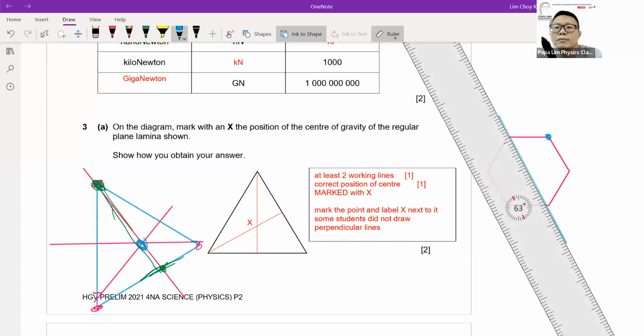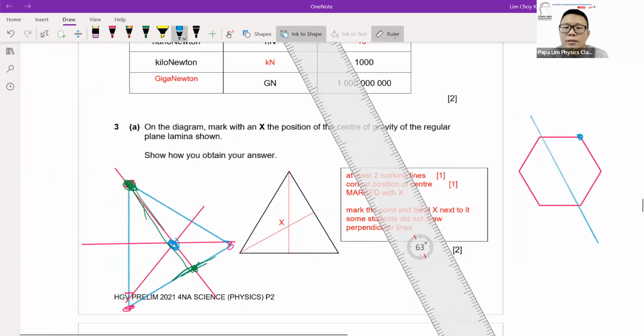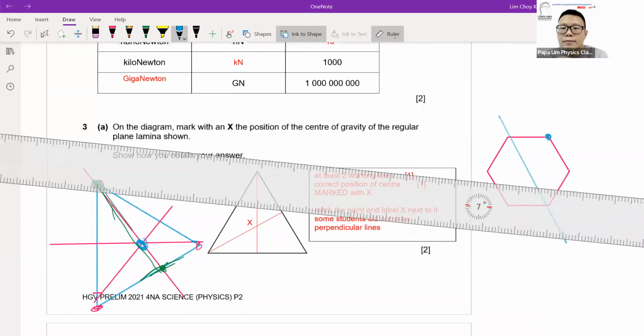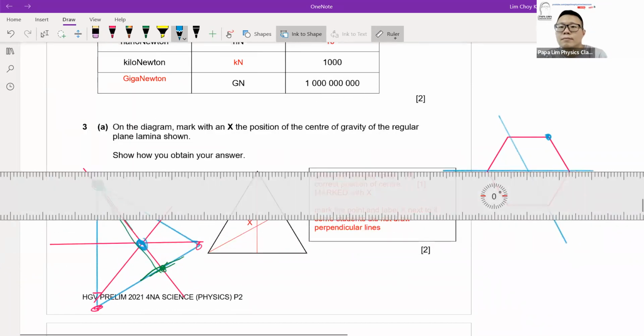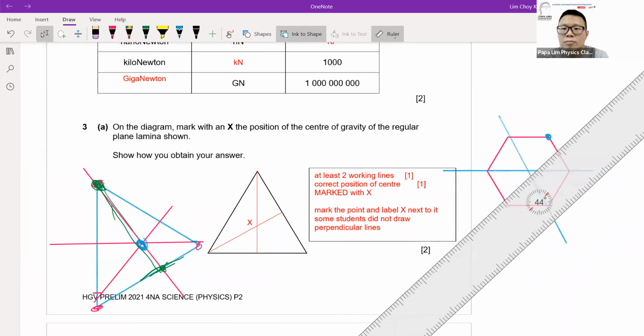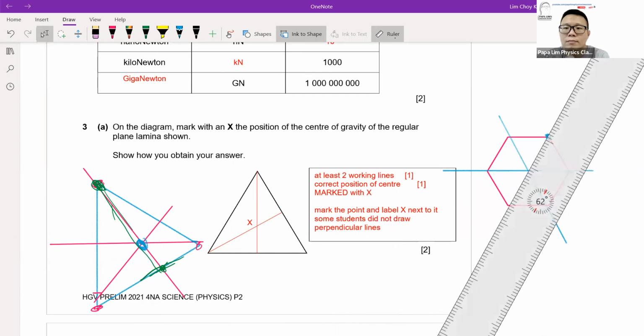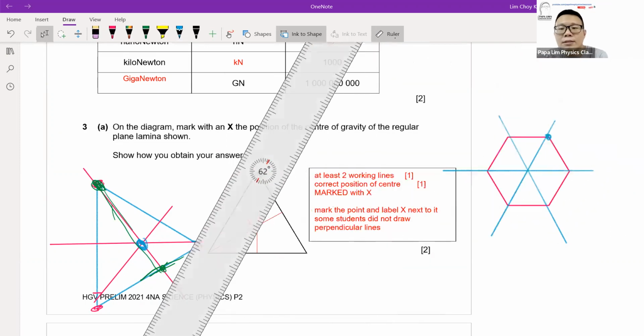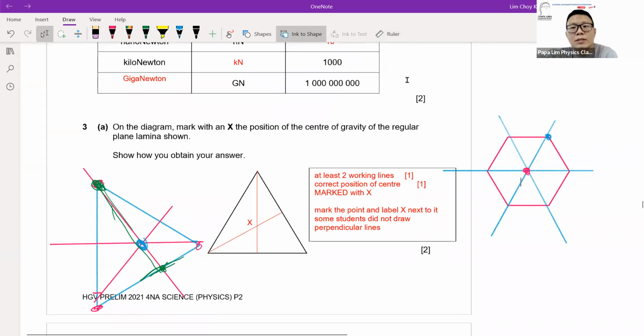So I drop it down. At each of the vertexes, I will drop a vertical line to the opposite edge. And the intersection point between all the lines will actually be the CG of the object here. This technique of finding the CG is a small technique that each and every one of us should know, because it is an effective way of locating the CG of any given shape by using drawings.